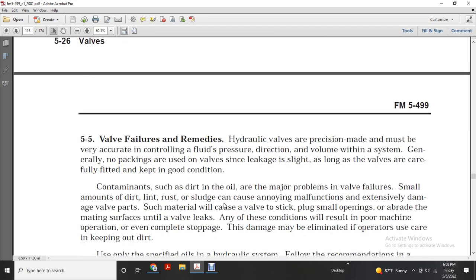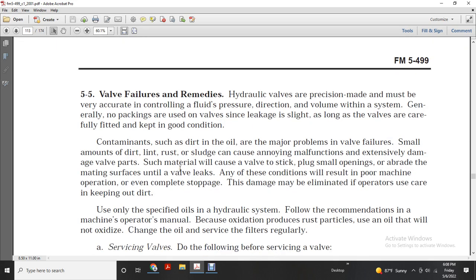5.5 Valve failures and remedies. Hydraulic valves are precision made and must be very accurate. They control the fluid pressure and the direction of flow. In the system, there is generally no packing in the valve since the leakage is slightly large, so the valves are carefully fitted. Dirt and oil contamination are the major causes of valve failure. Remember, dirt, lint, and rust sludge can cause malfunction and successively damage the valve parts.